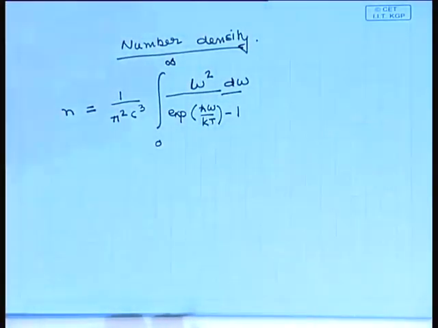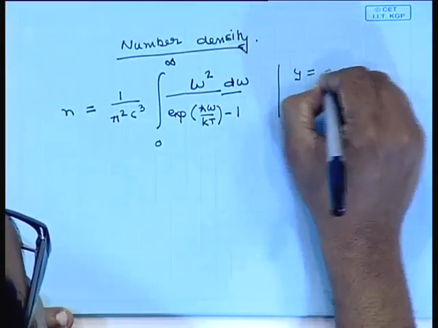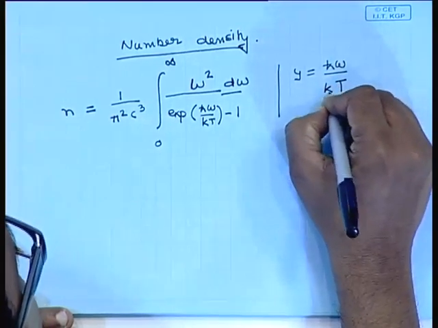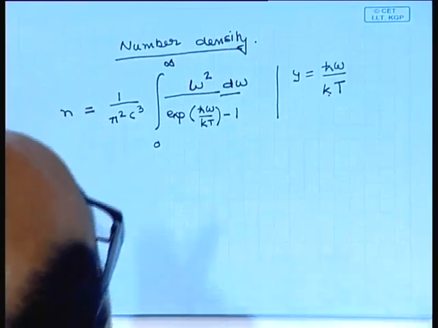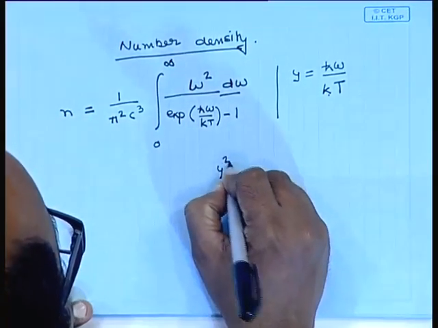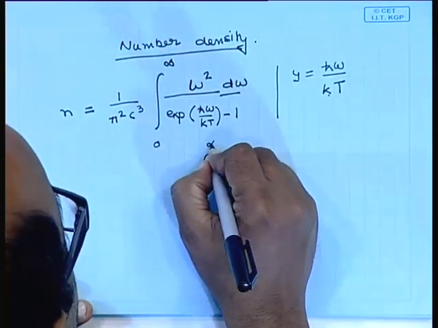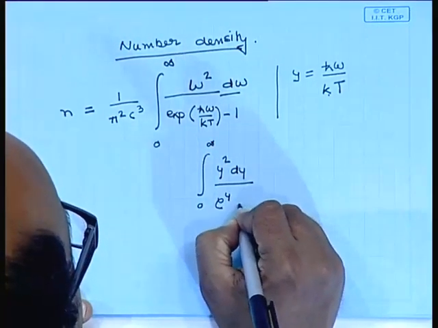Now what we do is, again same thing, you substitute y is h cross omega by kT, where k is the Boltzmann constant. So with this substitution, this becomes the integral from 0 to infinity of y square dy by e to the power y minus 1.